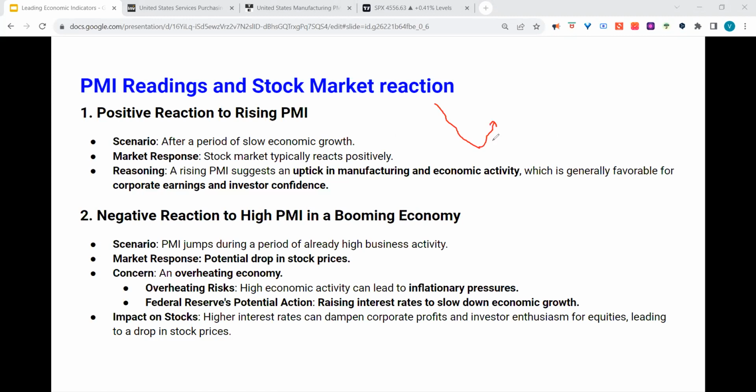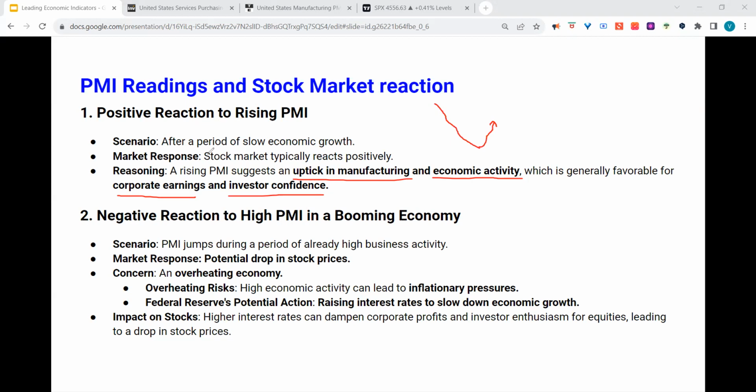This is a typical COVID scenario, which we are taking as a hypothesis. The stock market typically reacts positively in this scenario, because the economy is coming back, like a V-shaped recovery taking place. There's an uptick in manufacturing and economic activity. Because of this, there is increased corporate earnings and investor confidence, and accordingly, the share prices of all the companies' stocks increase.